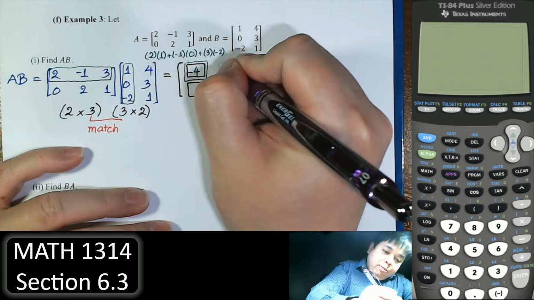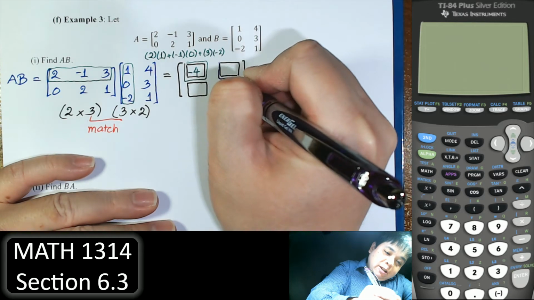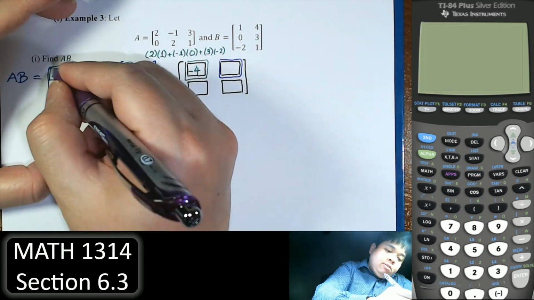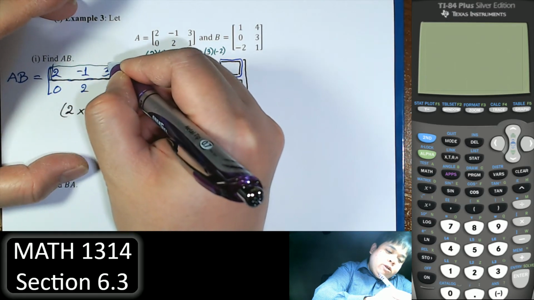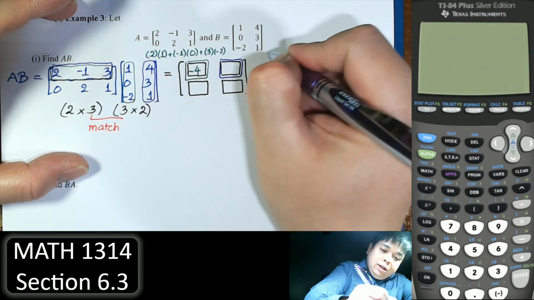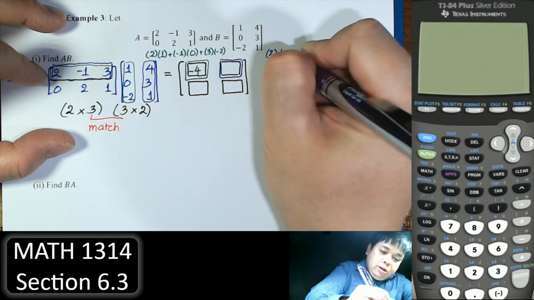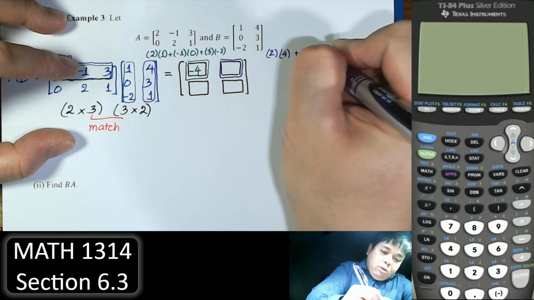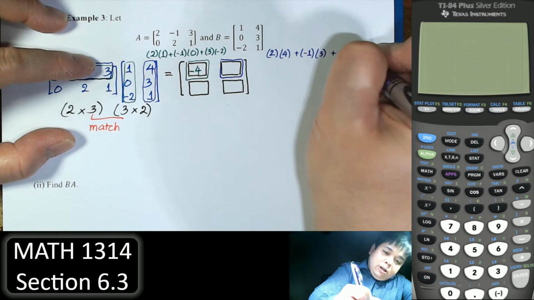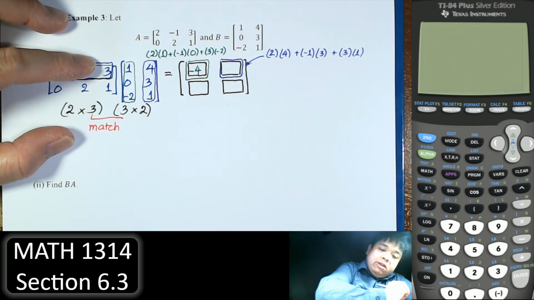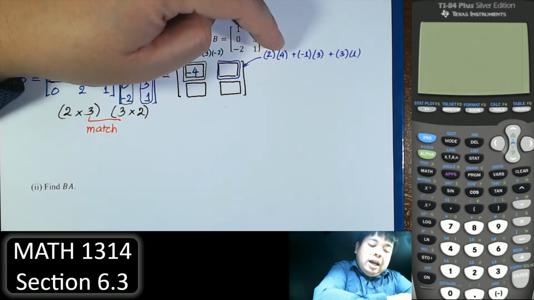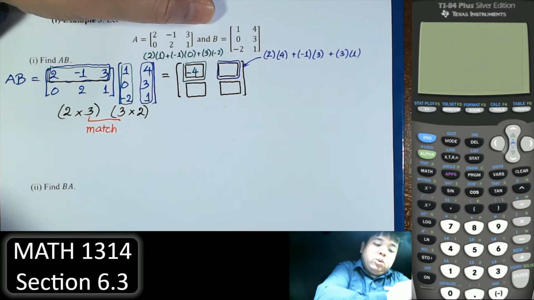Next, if we want this entry, this is on the first row, second column. So we use first row, second column: 2 times 4 plus negative 1 times 3 plus 3 times 1 gives us this entry here. So 2 times 4 is 8, minus 3 plus 3, so it's just 8.